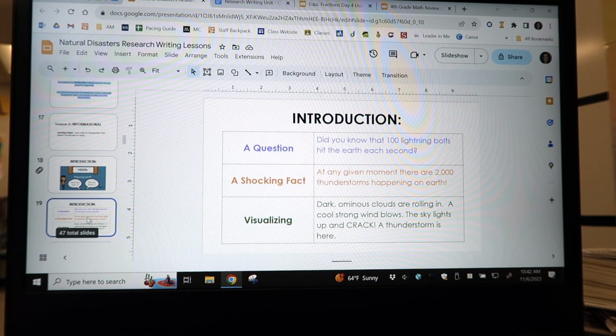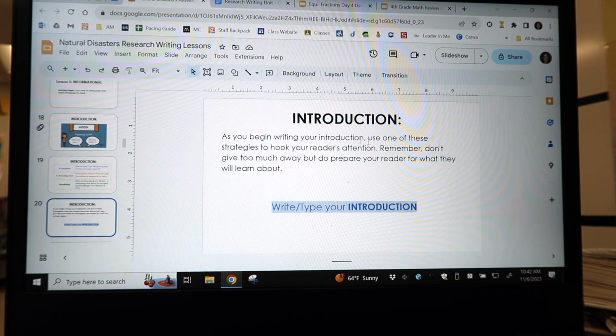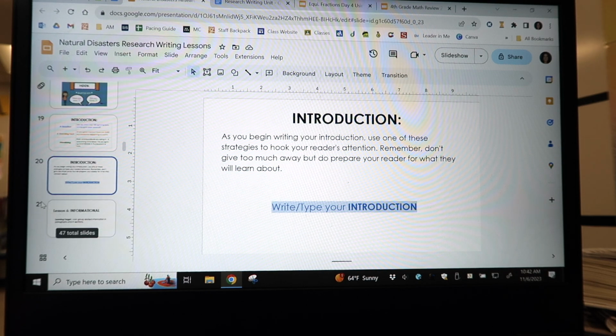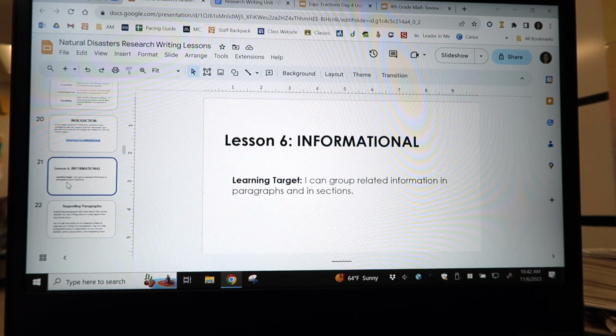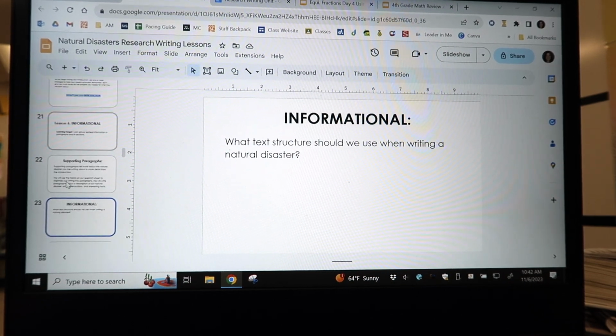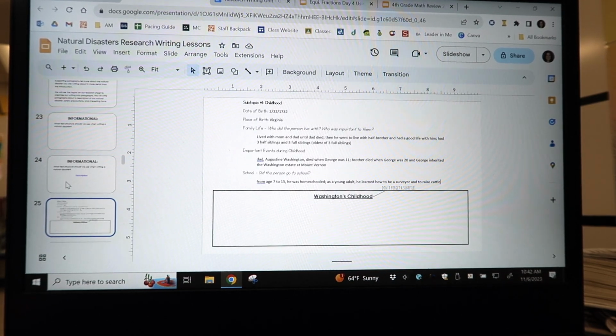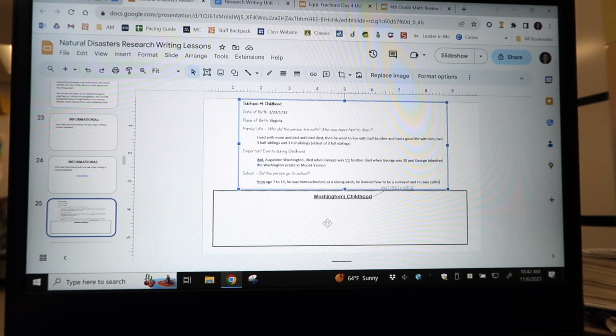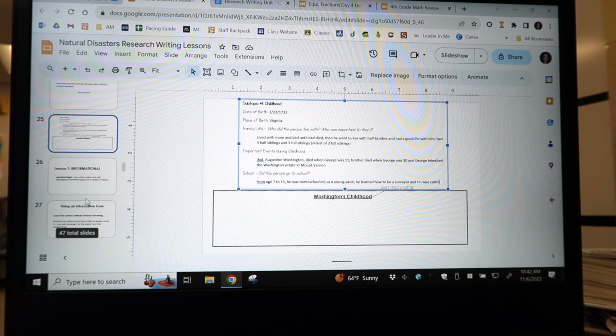So we'll talk about a hook and how they could use a question, a shocking fact, or visualizing, and then they will work on their introductions. And we just go through each stage. So the next one is going to be about their supporting paragraphs, talking about text structure. And this is from our biography unit, so I'm going to use the same format. I just need to update it for the natural disasters.